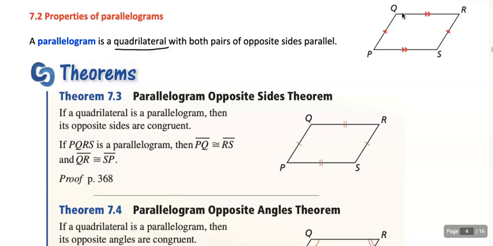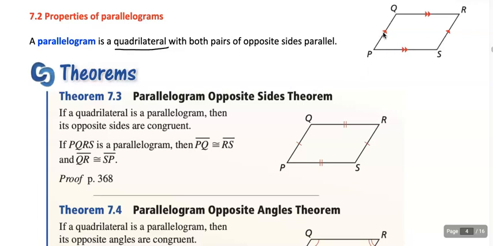One property is opposite sides are parallel. So here's a quadrilateral. The opposite sides, QP and RS, are opposite sides. They are parallel. QR and PS are opposite sides and they are parallel, hence a parallelogram. A couple other properties come with that.